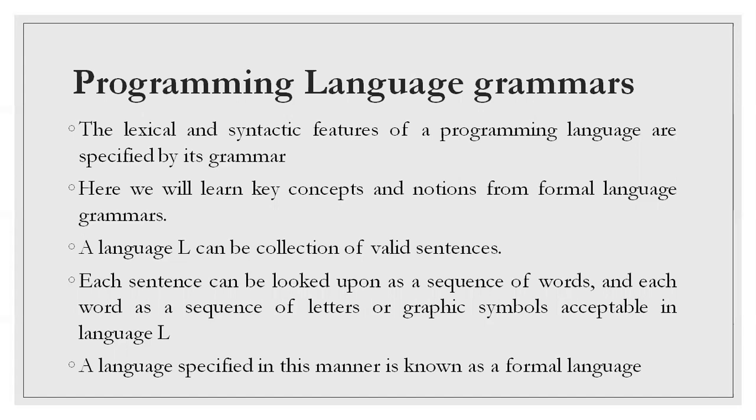Now, a language L can be a collection of valid statements. Here we are talking about a simple general language, like the English language or the Marathi language. Each statement is a sequence of words, and each word contains a sequence of letters or graphic symbols acceptable in the language L. A language specified in this manner, we call a formal language. English can be a formal language because a language is a collection of sentences, words and letters.